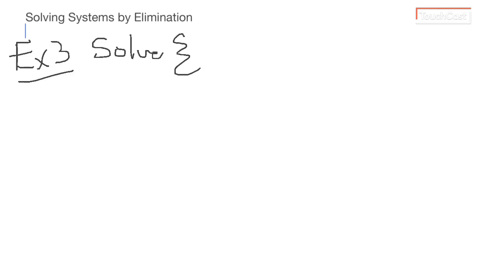We looked at 2 last time, so this will be example 3. We're going to solve the system 2x plus y equals 3 and negative x plus 3y equals negative 12.